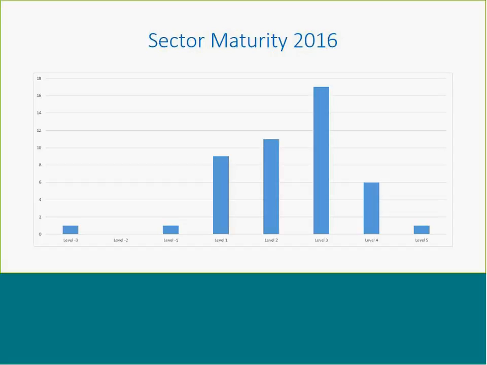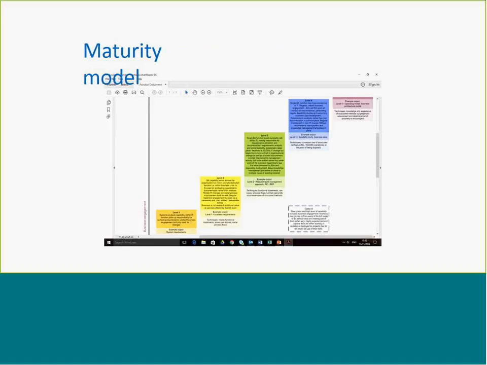The maturity level for 2016 came in at level 3. Level 2 had quite a few responses, but level 3 was the clear winner. So what does level 3 mean?